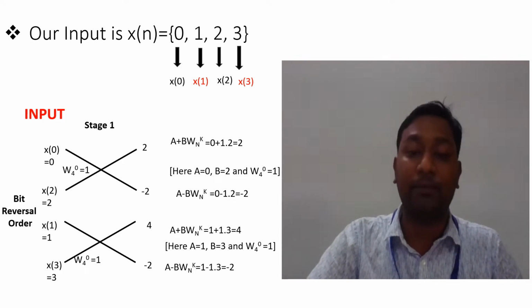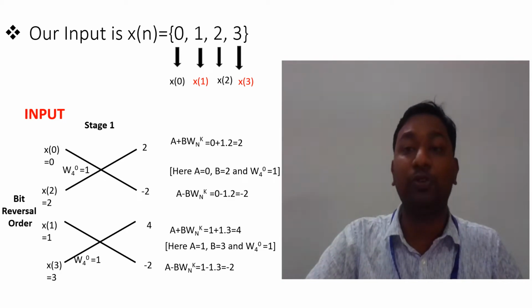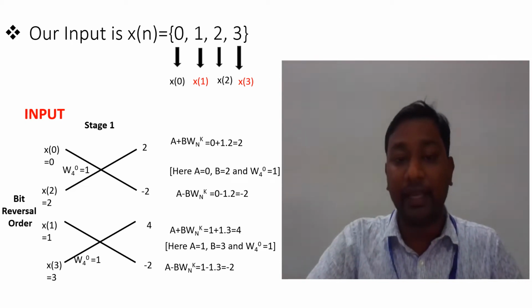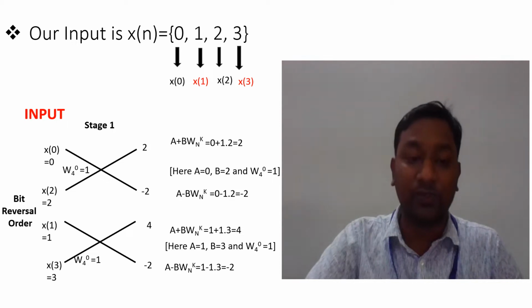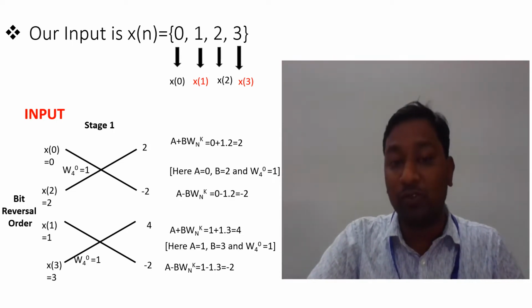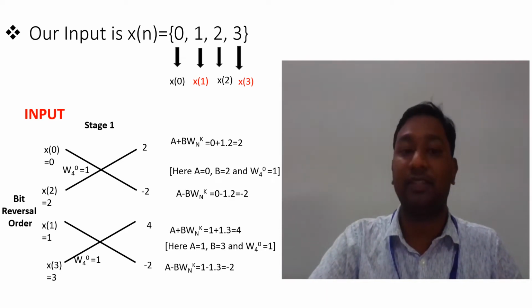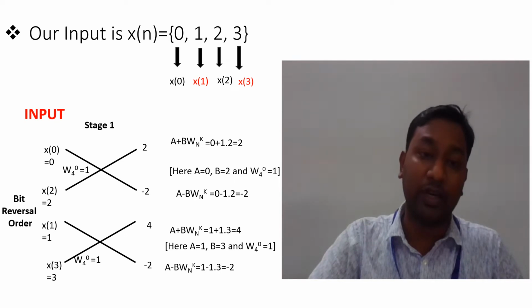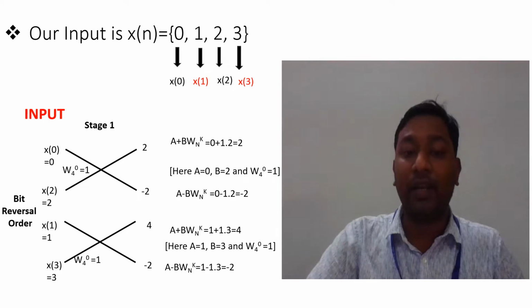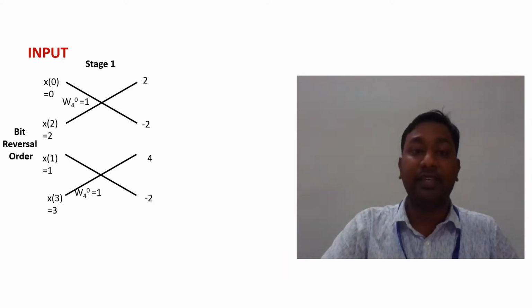Now we will see the second butterfly of the same stage. The twiddle factor is omega 4 to the power 0 equal to 1, so it is the same: just simple addition and subtraction. 1 plus 3 equal to 4 and 1 minus 3 equal to minus 2. So our stage 1 is completed. Out of 2 stages, we completed the first stage. The inputs are in bit reversal order, and we just add 2 butterflies with simple addition and subtraction.